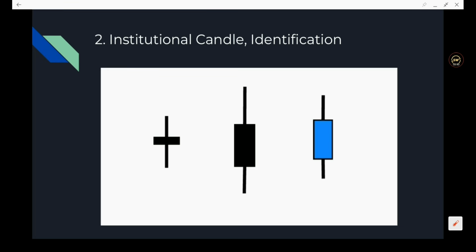So now let me show you the institutional candle. To simplify it, it just has to be a candle where the wick is bigger than the body. You understand? The wick is bigger than the body. You can see that this wick plus this wick is bigger than this body. Here as well, the color doesn't matter. It just has to be bigger than the body. That's all, and it has to be either in discount or in premium.